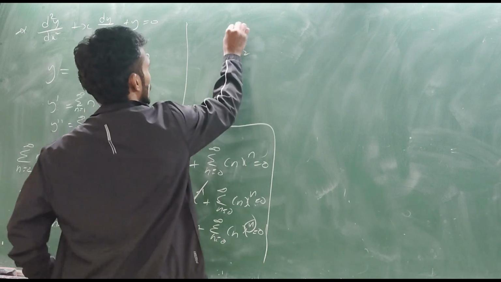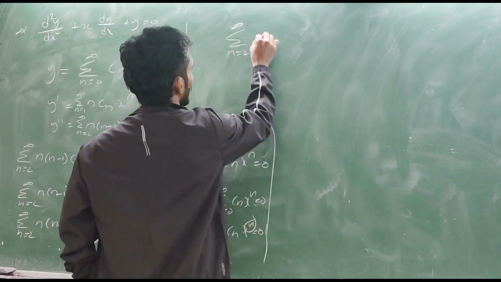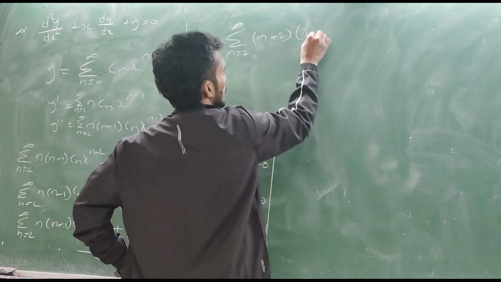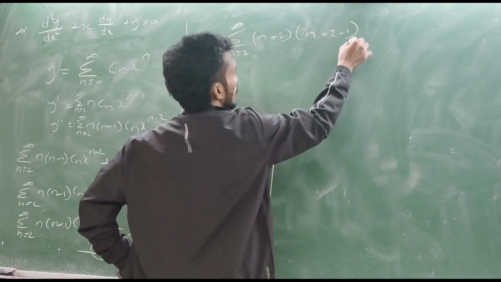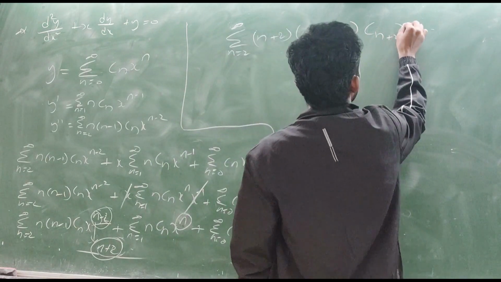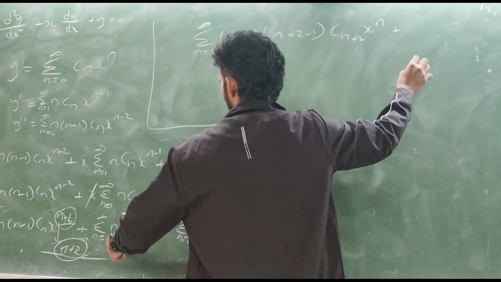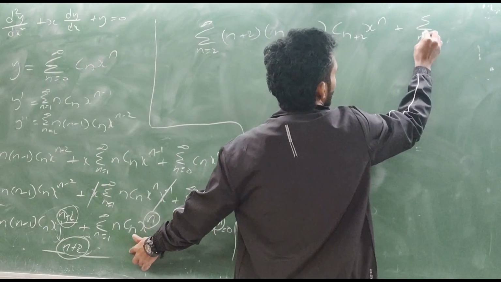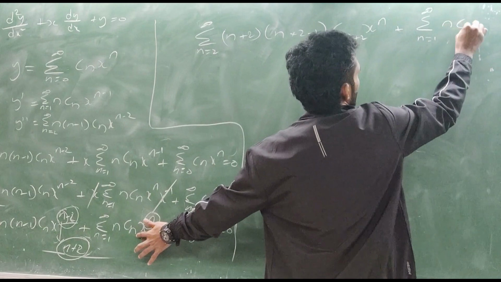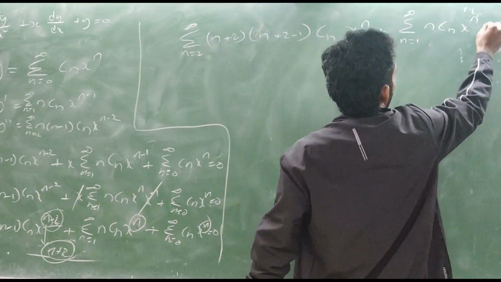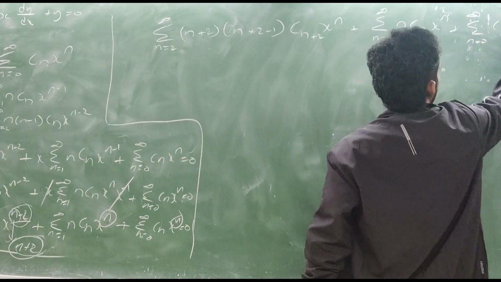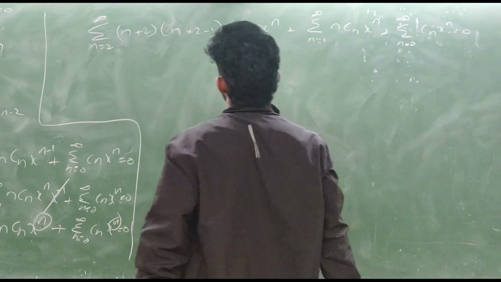Summation n is equal to 2 to infinity, n plus 2 into n plus 2 minus 1 into C of n plus 2 x power n, plus summation n equal to 1 to infinity n Cn x power n, plus summation n equal to 0 to infinity Cn x power n equal to 0.